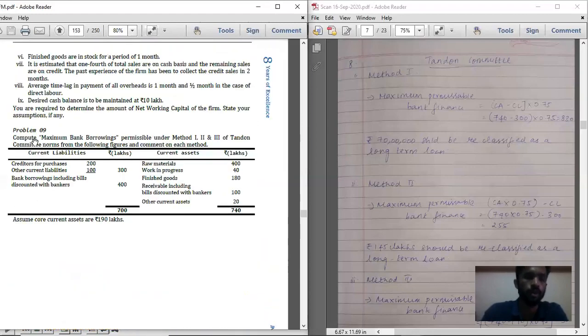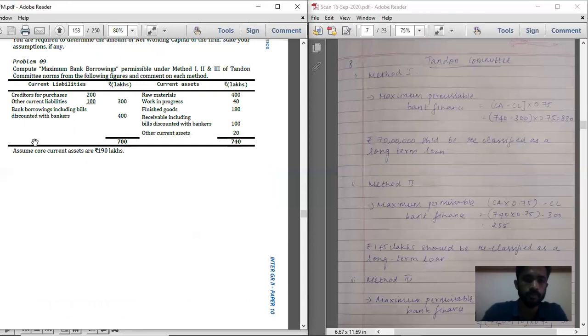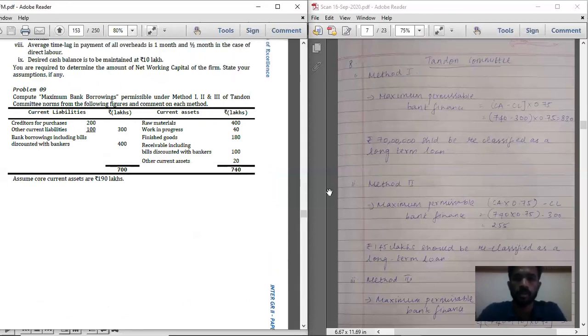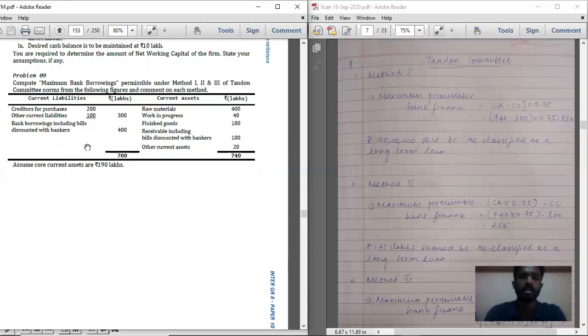Okay, now come to problem number 9. Compute the maximum bank borrowings permissible under methods 1, 2 and 3 of the Tandon committee norms from the following figures and comment on each method. So they are asking us to calculate the maximum permissible bank finance for working capital based on the balance sheet which they have given. We should calculate using all three methods. It is very easy. Now put the heading.